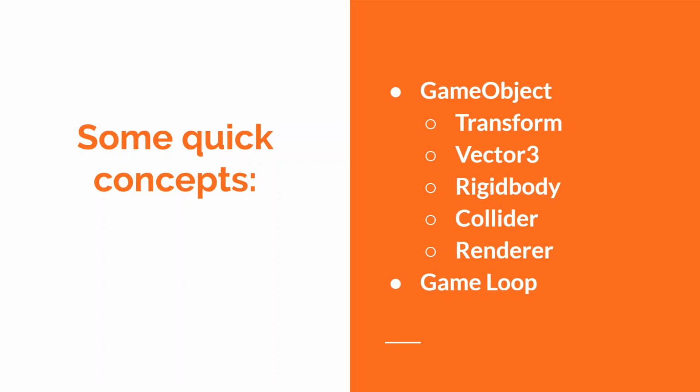You have the Vector3, which is not a component, it's a data type. It's a container to hold three floating point values, usually x, y, and z. It's really handy when you're working with transforms. Who saw the next bullet?